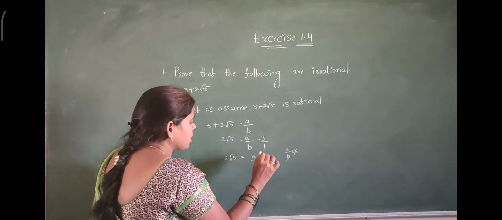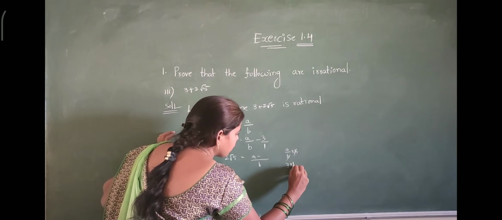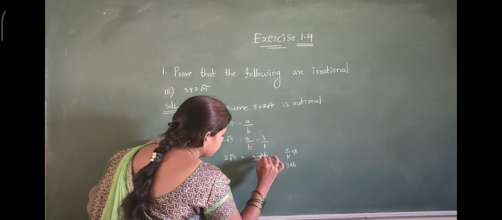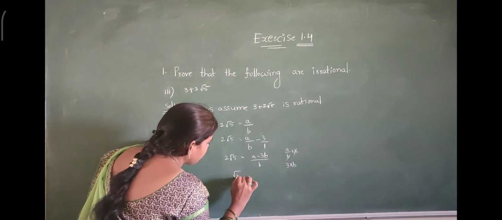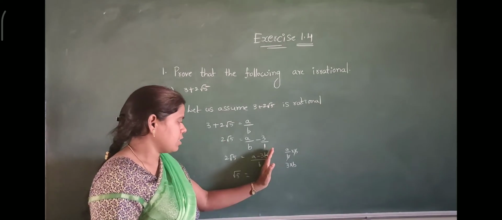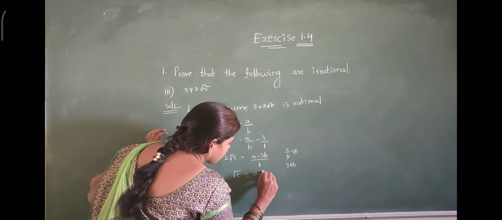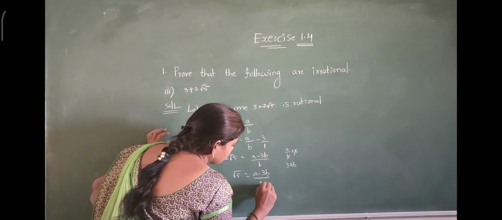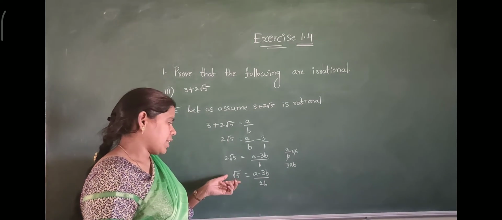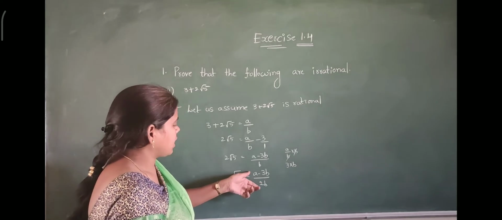A minus. What is the second term? 3. We have to multiply the second term also with the LCM. 3 into b, 3b. If you transpose 2 from LHS to RHS, 2 becomes divided by, so a minus 3b by 2b. If you observe, this is in the form of p by q, which means this is a rational number.